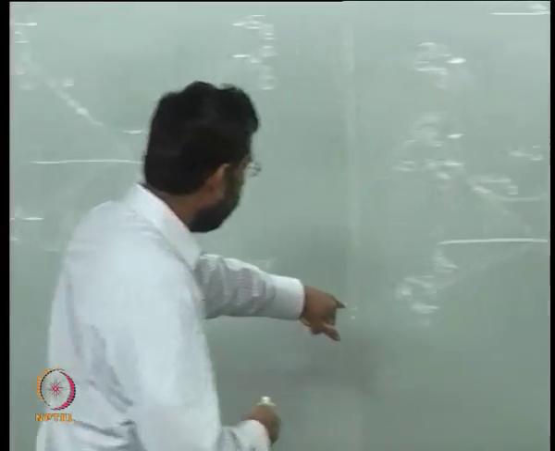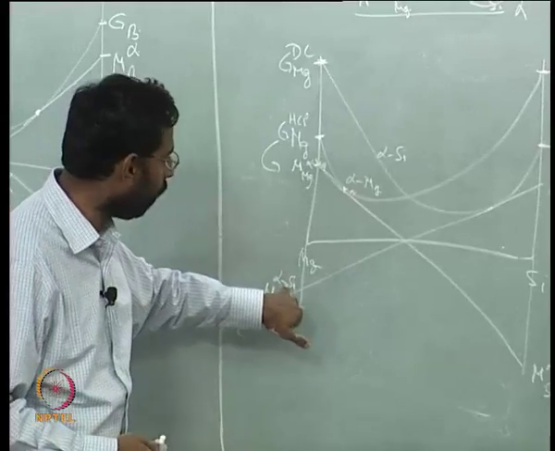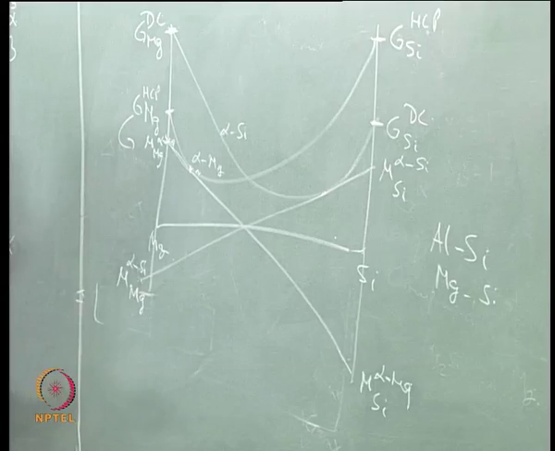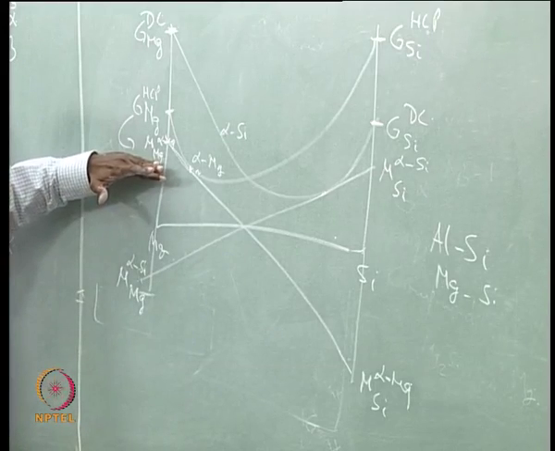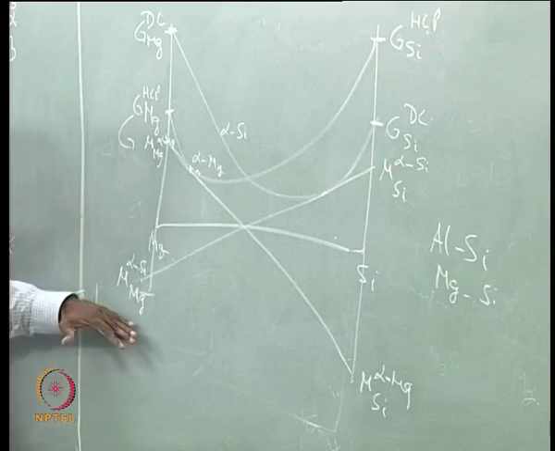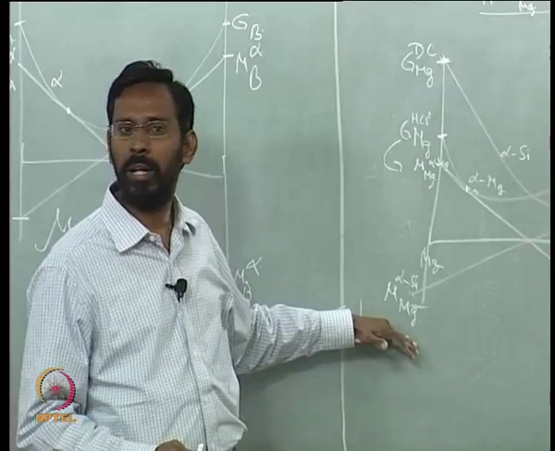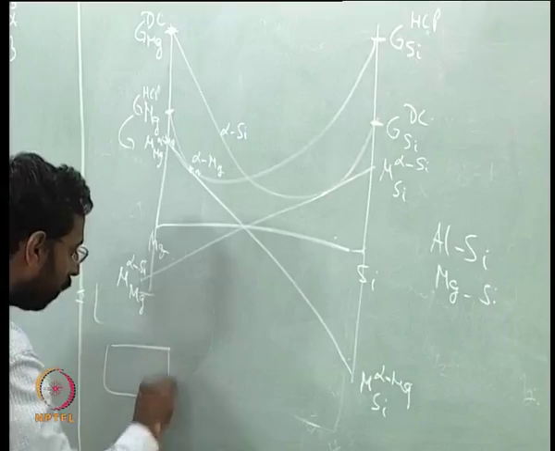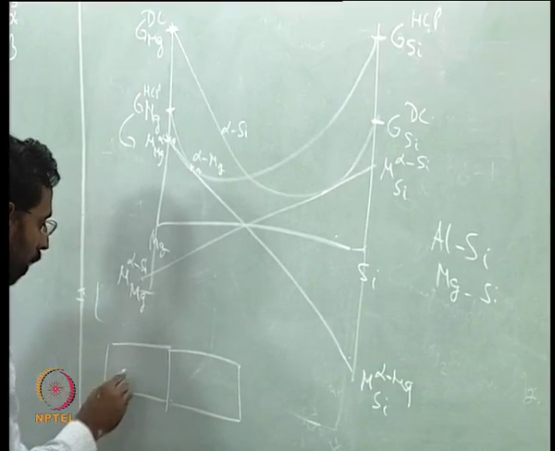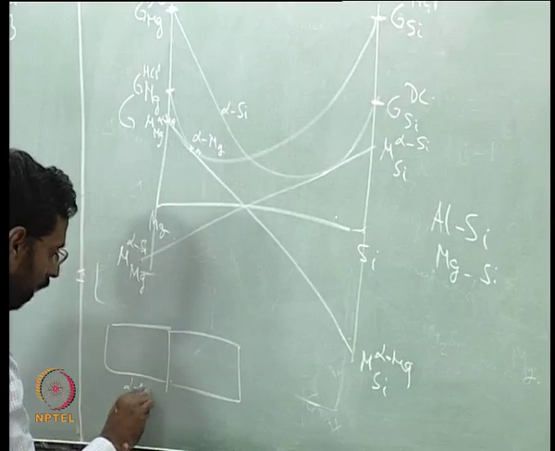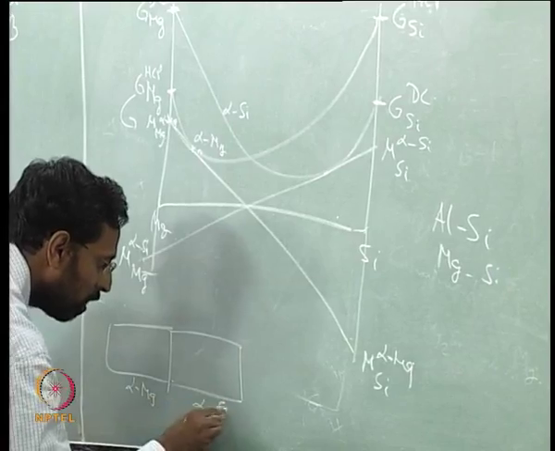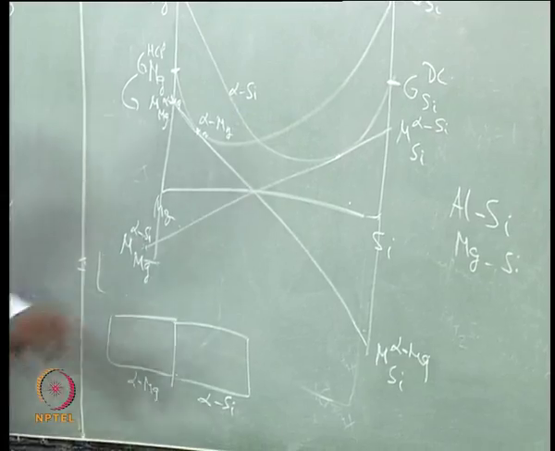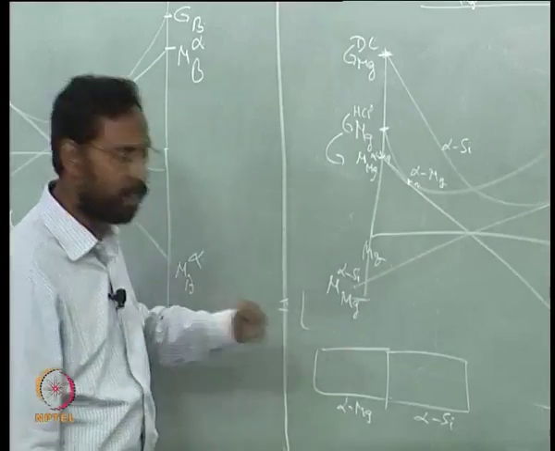So, if you look at it, this is the chemical potential of magnesium in alpha silicon, this is the chemical potential of magnesium in alpha magnesium. What does this tell you? This tells me that the chemical potential of magnesium in alpha magnesium is higher than the chemical potential of magnesium in alpha silicon. So, in the two pieces that I have taken, this is the alpha magnesium side, this is the alpha silicon side, 20% silicon, 80% silicon I said. One is the alpha silicon side, another is the alpha magnesium side.